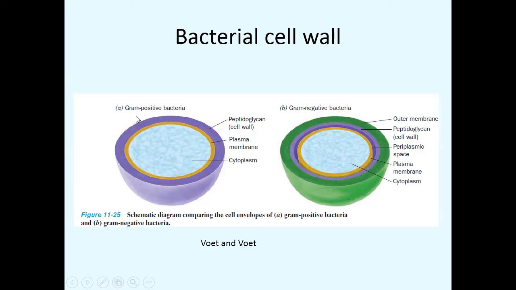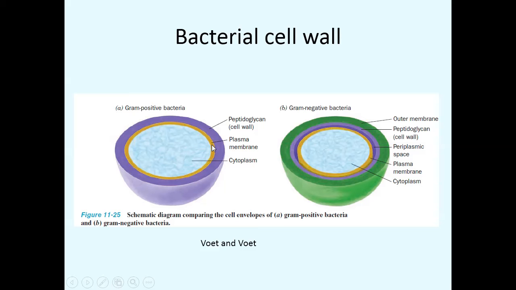The left side of the figure shows cross-section of gram-positive bacterial cell. The outermost layer shown in purple is the cell wall, which contains peptidoglycan, underneath which is the plasma membrane.